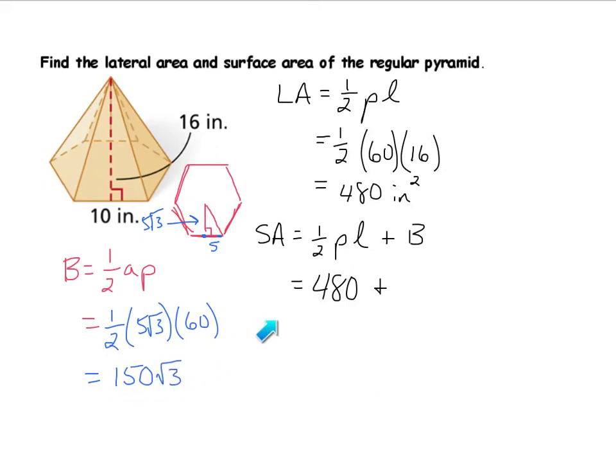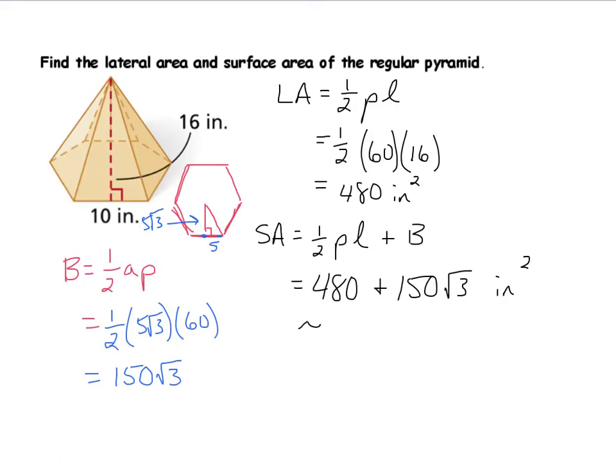That's what I'm going to end up putting in for the area of my base. So I have 150 square roots of 3, now we're going to put inches squared. You can either leave it like this because there's no way in which you could put 480 and 150 square roots of 3 together because they're not like terms. This does not have a radical. That does. So I can't put them together.